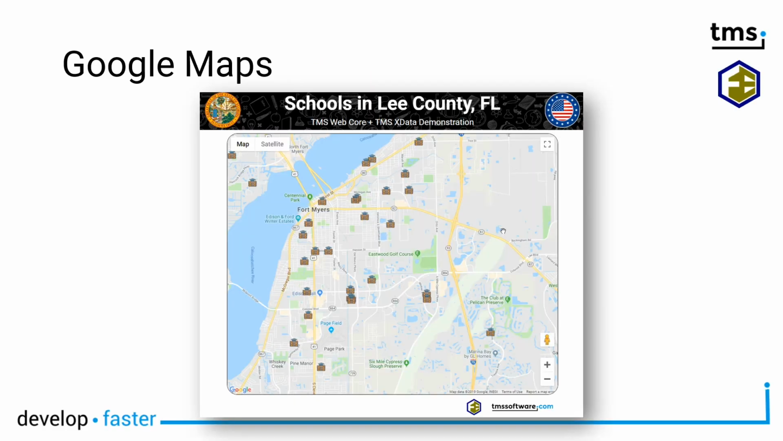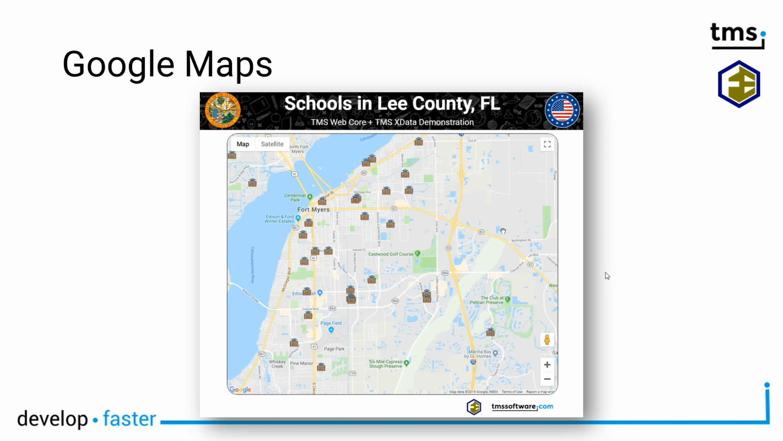Here you see what we already did. The dataset that we used represents all the schools in Lee County, Florida, and we used Google Maps to place all the schools on a map with coordinates given in the dataset. This slide also shows the designed example that uses Bootstrap. Before we used Bootstrap, we built a prototype in Adobe Photoshop, transferred the prototype to Adobe Dreamweaver, and directly imported this into our TMS WEB Core application.